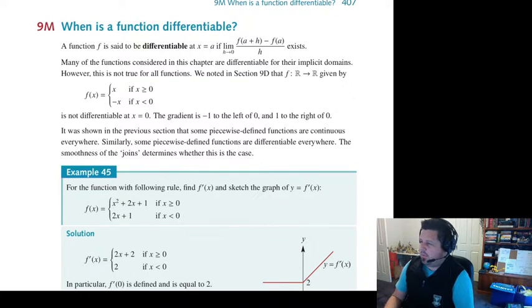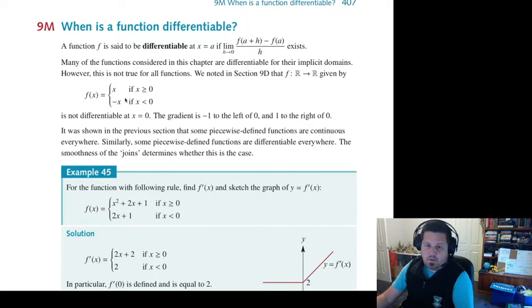As we've looked at before earlier in the chapter, often we are just calculating the derivative of them given their implicit domains. However, that's not true for all of the functions. So earlier in 9D we had this hybrid function. Yeah, they call them piecewise functions. I still call them hybrid functions, whereby you can see here if you have part of it where x is greater than or equal to 0, we've got x, and here it's a negative x.